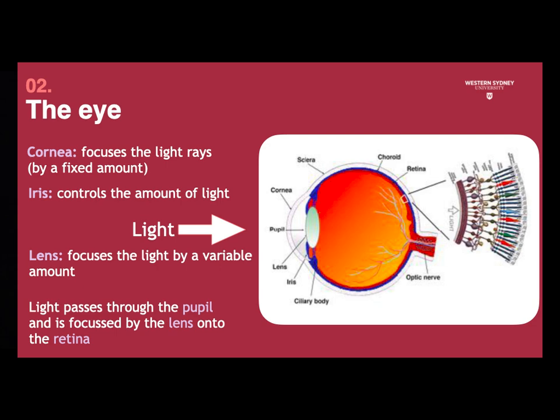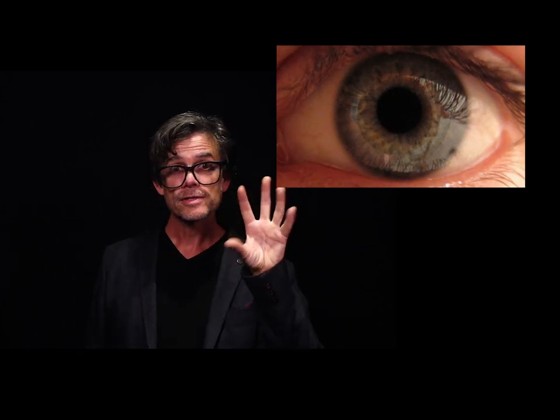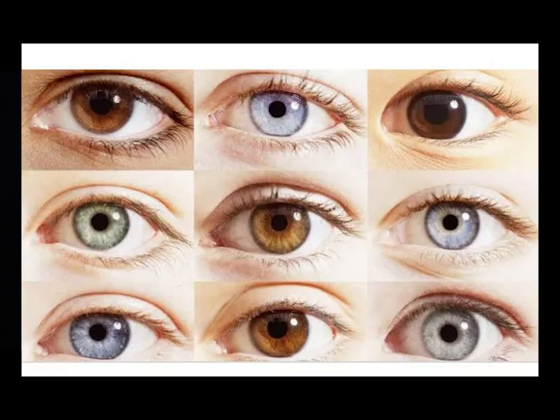Light then passes through a small aperture called the pupil. The pupil size is under the control of the iris. The iris is a muscular structure at the front of the eye which gives our eyes their colour.